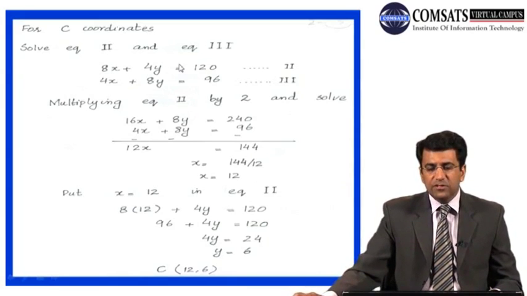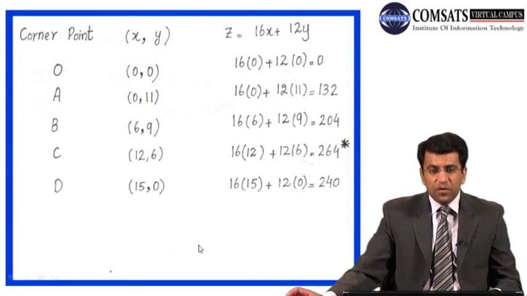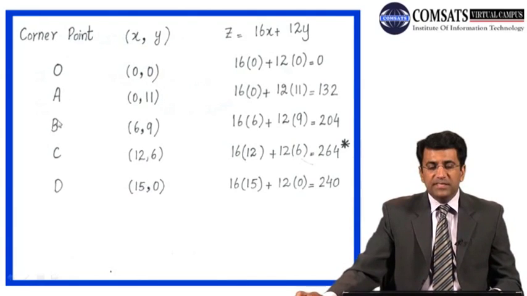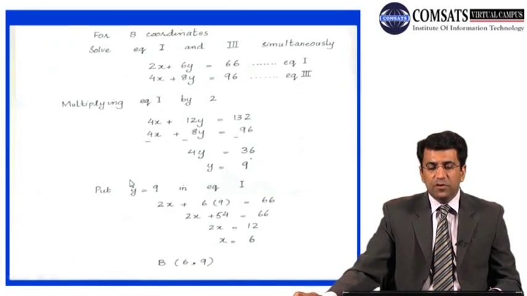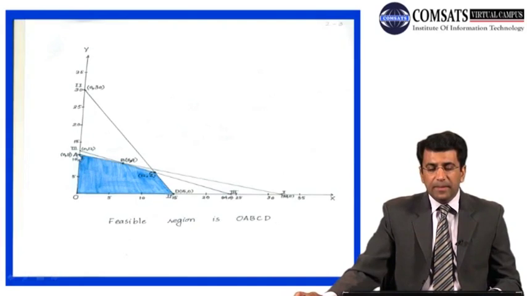So again, this is the second equation, this is the third equation. We will multiply the equation 2 by 2 and then solve both of these equations. We will get the value of x equal to 12 and the value of y equal to 6. So these are the coordinates for the particular point C, that is 12 and 6. Now again, we have all the coordinate points, that is O, A, B, C, D. If you refer to that particular graph, this O, A, B, C, D is our feasible region.